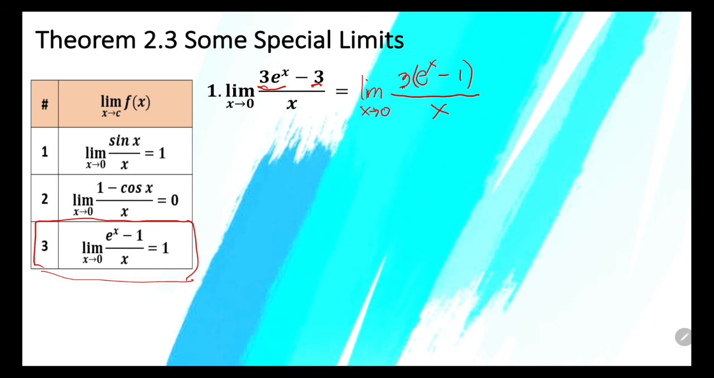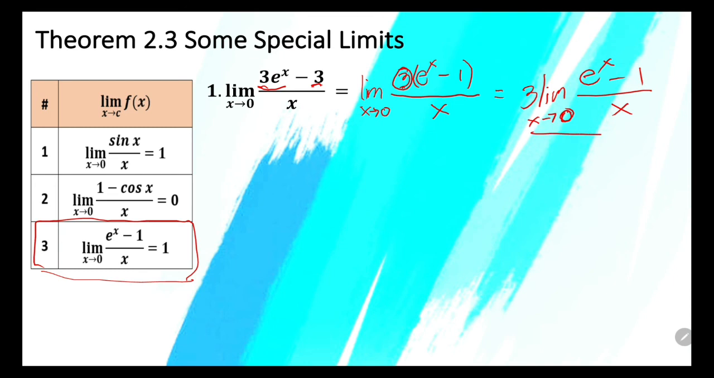Okay, remember kagani we discussed that any scalar or constant, pwede nato na siya pagawas. So you have, instead nga diha si 3, pagawas na to si 3, you have the 3 times the limit of e to the power of x minus 1 all over x as x approaches 0. So this is itong properties of limits, scalar multiple.